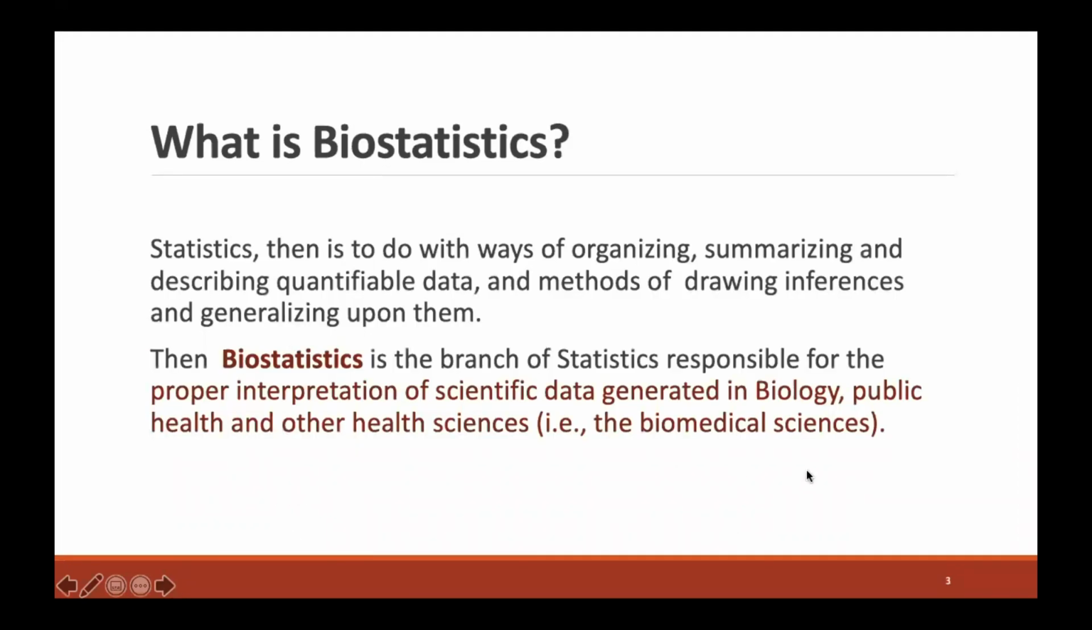So what is statistics? What is biostatistics? Statistics is a way of organizing, summarizing, and describing data and methods of drawing inferences and generalizing upon them. Once you get the results after the inferences, you can get the conclusions for your question. Then what is biostatistics? Biostatistics is the branch of statistics that is responsible for proper interpretation of scientific data generated in biology, public health, and other health sciences.